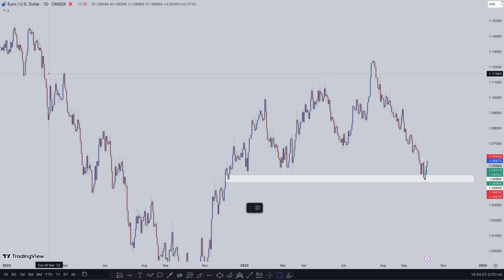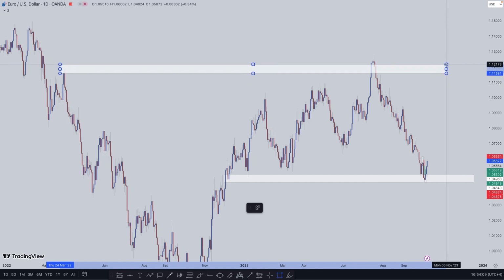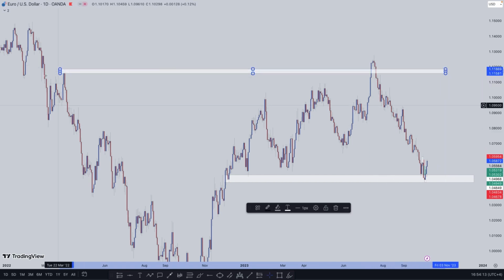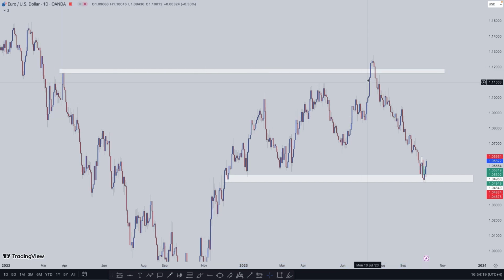Let me just draw a zone. This was a zone, you know, that we could just expect price to hit and then drop because it was a resistance at that level. As you can see, price broke above that level and then also rejected.